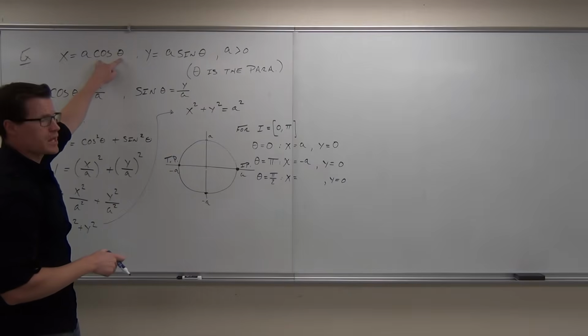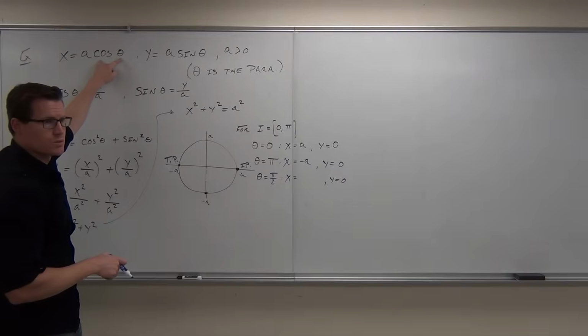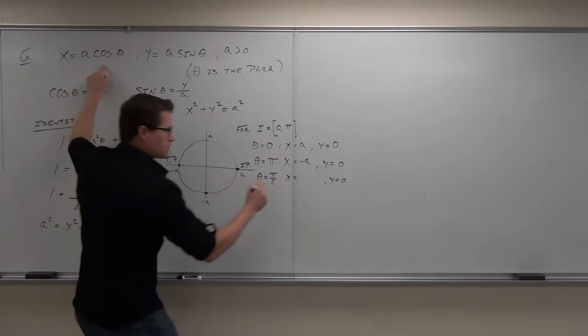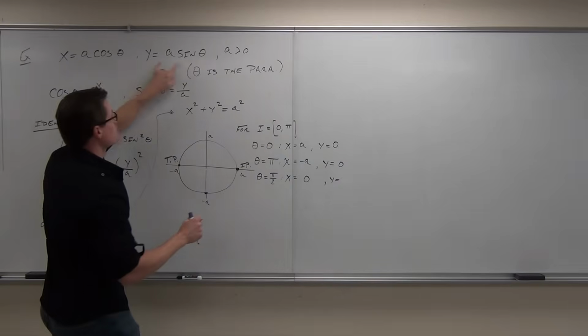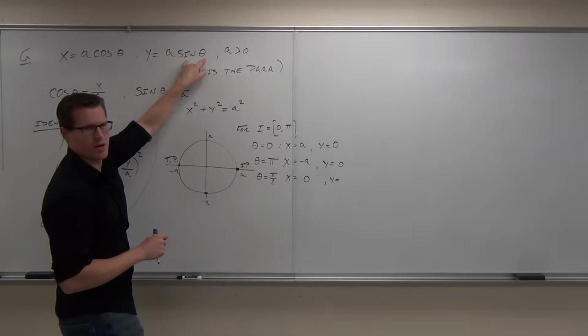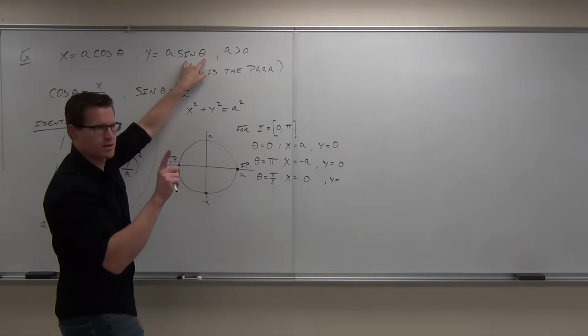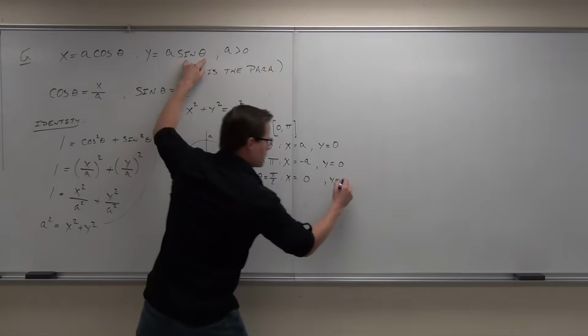Everybody, what is cosine of pi over 2? 0. What's 0 times a? 0. Okay, well that's right. Oh, sorry, that's wrong. Plug in sine of pi over 2. What's sine of pi over 2? 1. What's 1 times a? A. And there you have it.